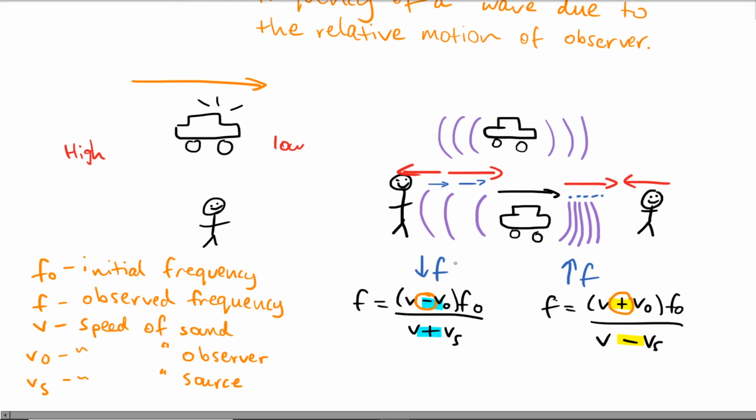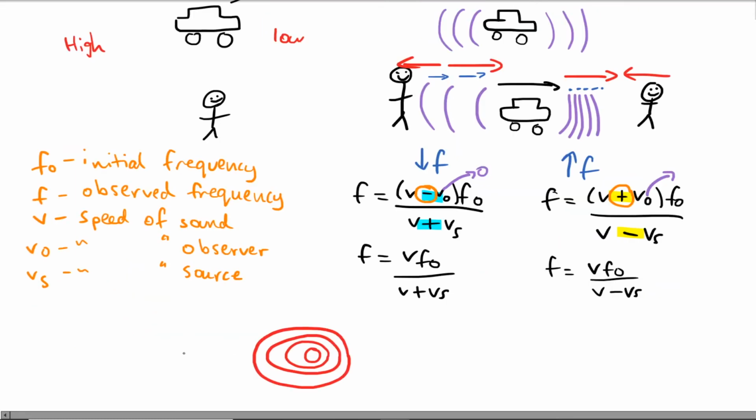And the other thing we can do is if the observer is stationary, then we can just put in a 0 for VO, and write that F is V F0 over (V plus Vs), or V F0 over (V minus Vs). And the same effect happens in stars and planets when we're looking through a telescope. Let's just call them celestial objects.